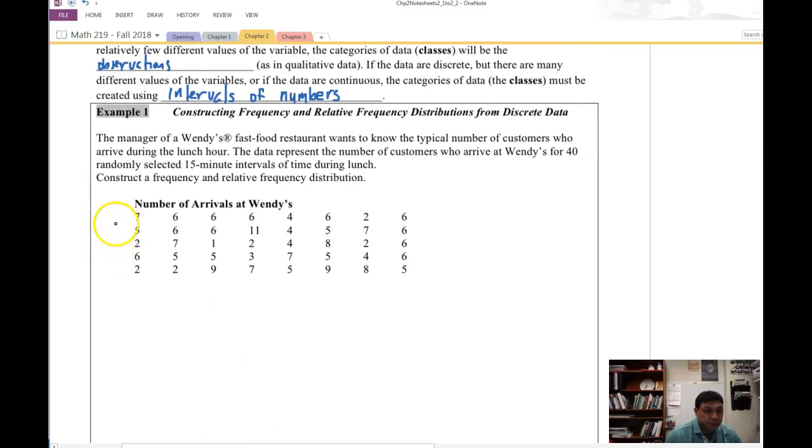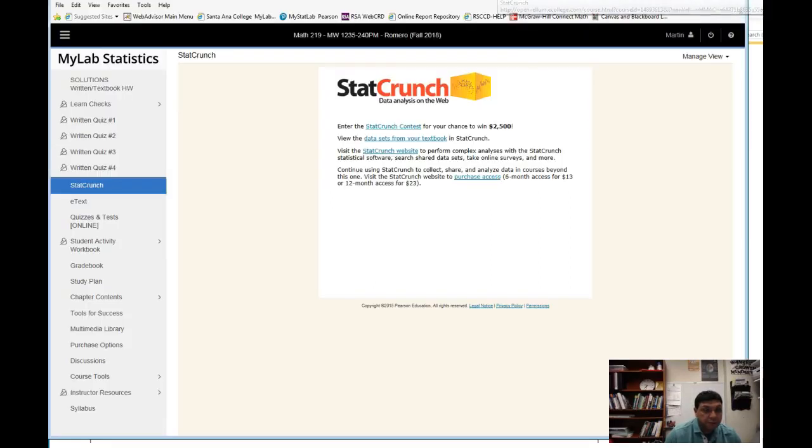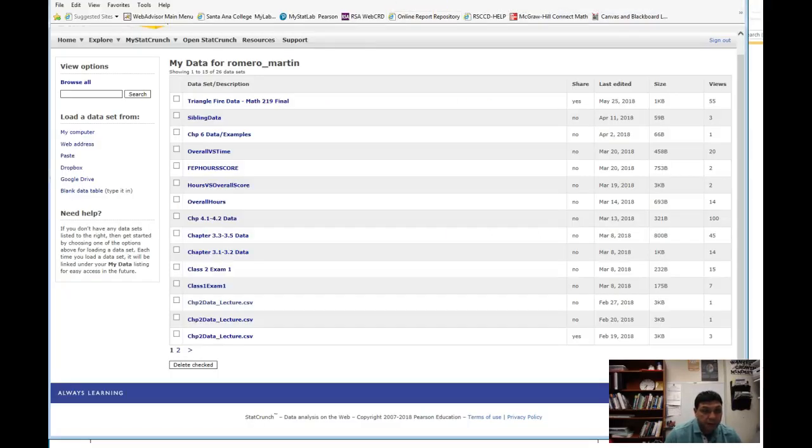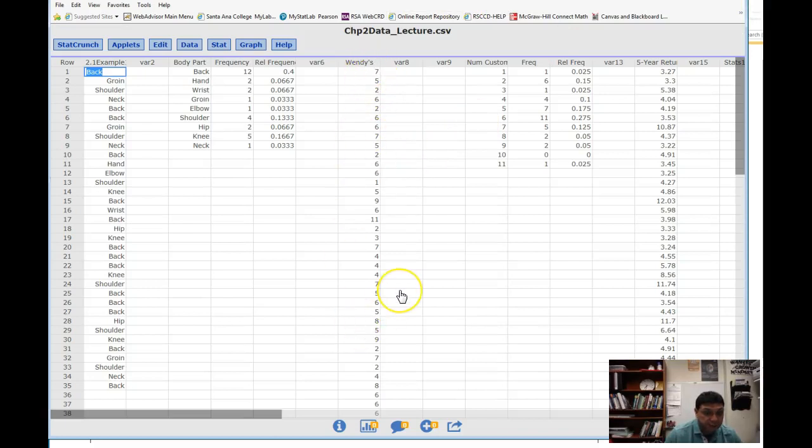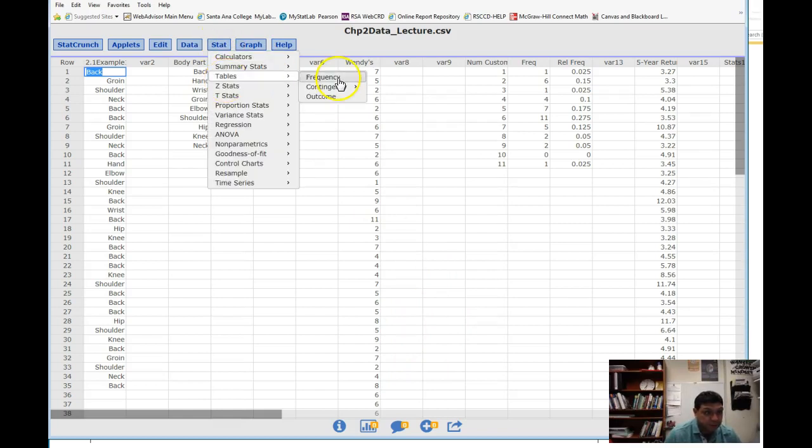The first example is to construct frequency and relative frequency distributions from discrete data. This is similar to what we've done before. We just want to organize this, and doing it by hand will take so much time. So in this class, we use StatCrunch often. Here's the data for this set. If we wanted to summarize that in what we call a frequency distribution, we want to see what the data looks like. We just go ahead and make a frequency table.